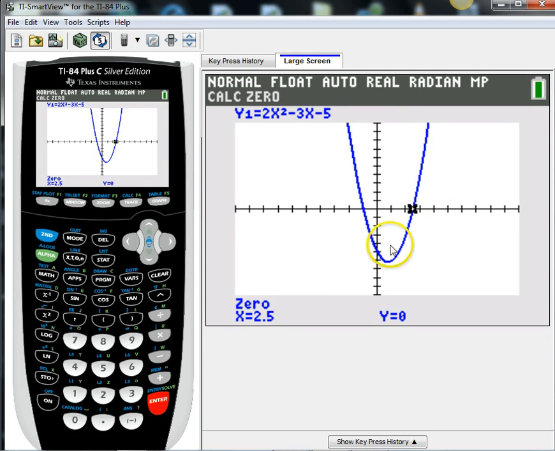So, hope you found this useful. And if you are using the graphing calculator in the classroom, you will probably know how to use these various functions and keys. If you're not using the graphing calculator, you might want to learn how to use it because it can be very valuable.